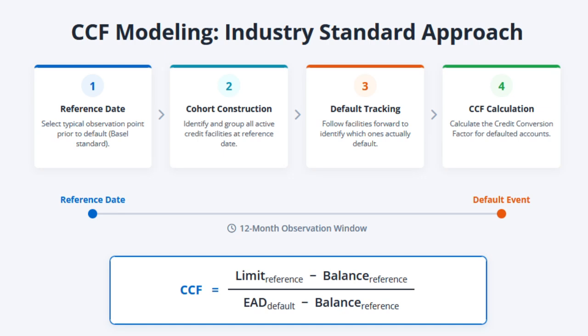CCF calculation, for defaulted facilities, calculate the CCF, which is the EAD at the time of default minus the balance at the reference point, over the limit at the reference minus the balance at the reference point. So here the key insight is that CCF varies systematically with observable risk factors: current utilization rate, product type, borrower risk grade, and macroeconomic conditions. We capture these relationships using regression models like typically OLS, Tobit, or beta regression depending upon the data characteristics.